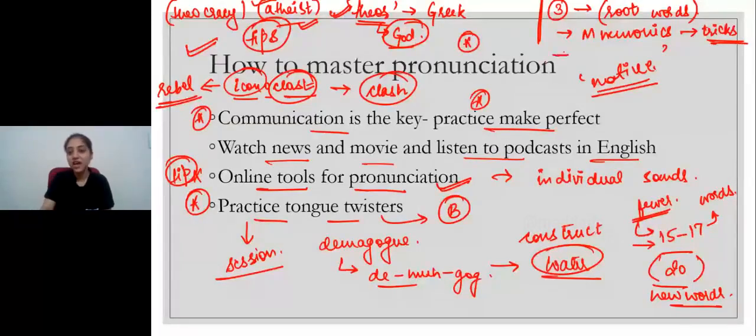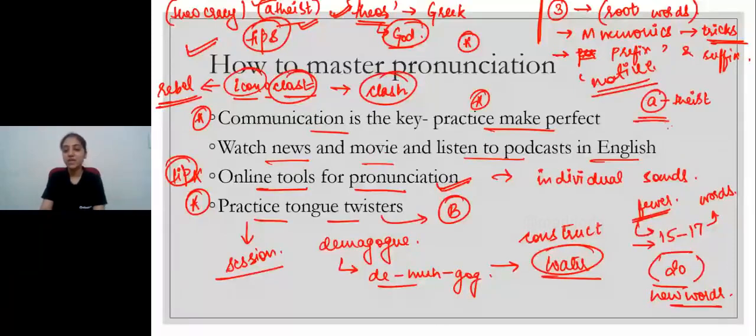And the final trick is that of prefix and suffix. So let us take this example of atheist. When we say atheist, we are using this prefix a. A has a negative connotation.